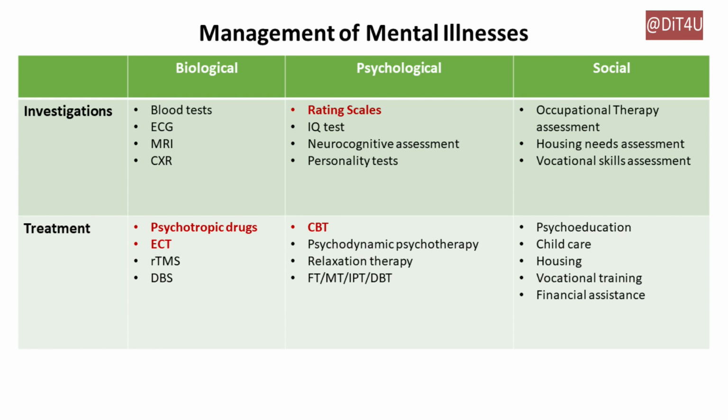Treatment, biological treatments would include psychotropic drugs, medicines, yeah, antidepressants, antipsychotics, and all those things. ECT, electroconvulsive therapy, passage of electric current under sedation, not just sedation, anesthesia, with muscle relaxation. RTMS, transcranial magnetic stimulation, DBS, deep brain stimulation, and all those things. Examples of psychological treatment: cognitive behavior therapy, psychodynamic psychotherapy, relaxation therapy, family therapy, marital therapy, interpersonal therapy, dialectical behavior therapy, which is specific for borderline personality disorder. That's the only condition in which it is done.